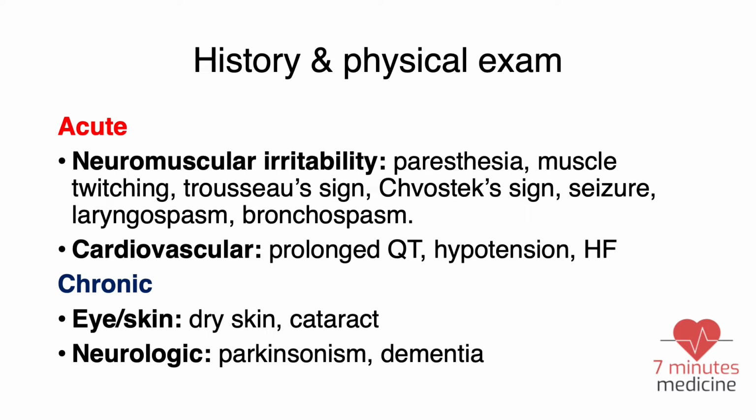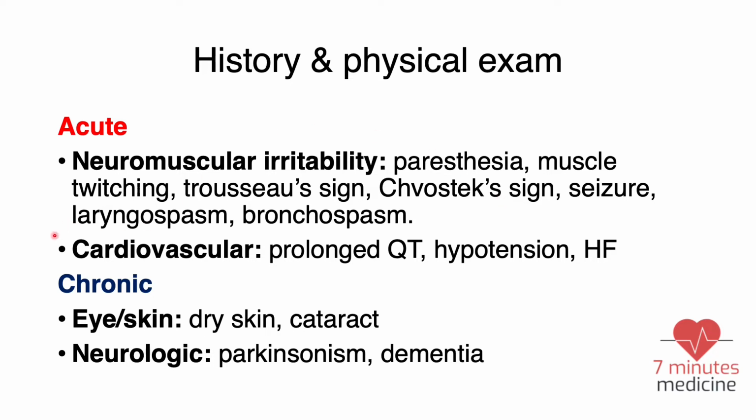Let's talk about the history and physical. So when there's acute drop of calcium, you might have two main symptoms. First, you might have the neuromuscular irritability. The patient may come with paresthesia, muscle twitching, seizure, laryngospasm, bronchospasm, and also there's two interesting signs. First, the Trousseau sign, where there is carpopedal spasm after inflating the blood pressure cuff above the patient's systolic blood pressure, and the Chvostek sign, when there's a twitching in the cheek after tapping.